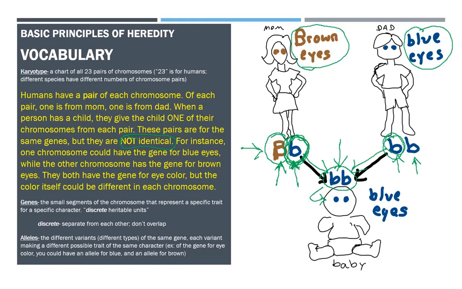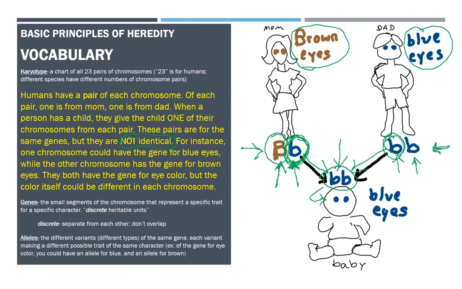But that pair is not identical because one of the chromosomes in the pair could stand for brown eyes, and one of the chromosomes in the pair could stand for blue eyes. Or, as in the case of the dad, both of his chromosomes in the pair stand for blue eyes. So it just all depends. So the pairs of chromosomes are not identical. They just stand for the same character, like eye color. But they can be different because one can be for brown eyes and one could be for blue eyes.